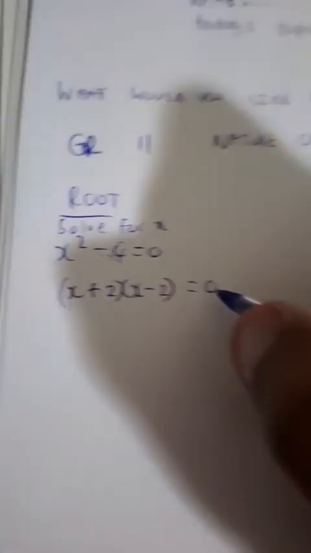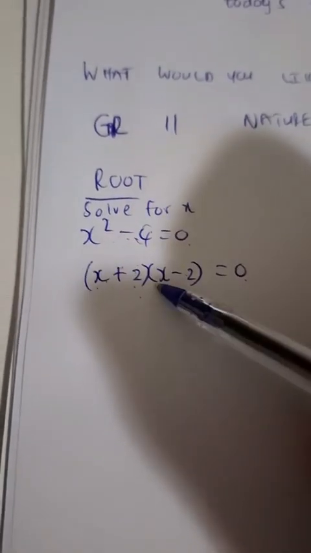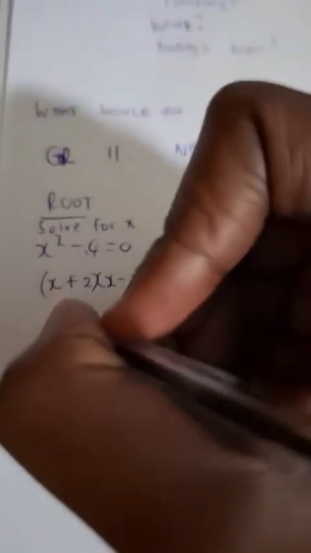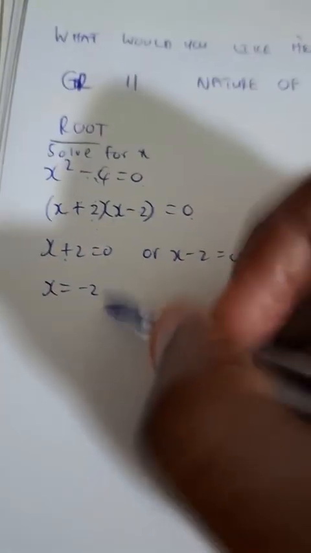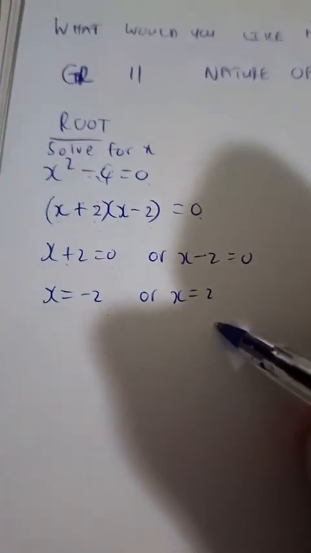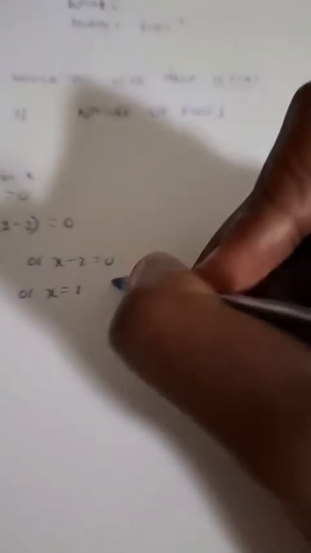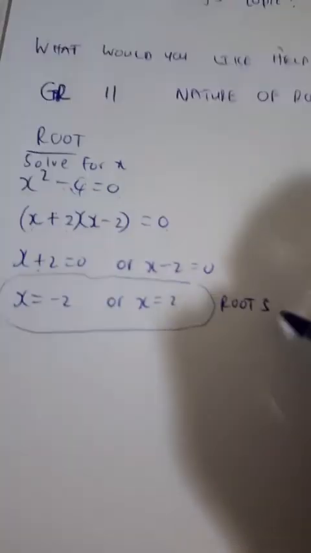Then we use something called the zero factor law. The zero factor law says if there are two factors multiplied to each other equated to 0, then each respective factor can be equated to 0, which then leads to the respective solutions. We transpose the plus 2 over to the other side, we get x is equal to minus 2. We transpose the minus 2 to the other side, we get x is equal to 2. These are what we call roots.